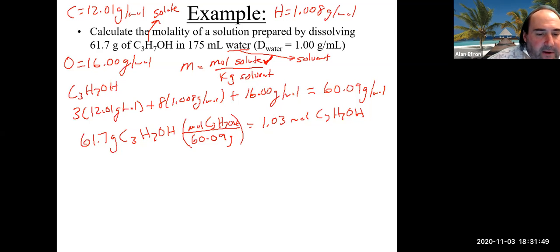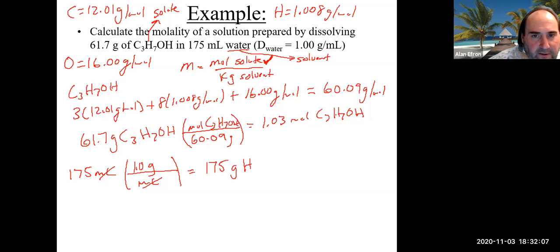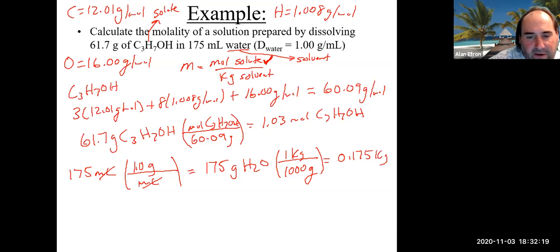So we have the bottom part in terms of our solvent in milliliters. So we need to get that to kilograms. So that is why the density is given to us. So the density of water there is 1 gram per milliliter. That means that we have 175 grams of water, which is our solvent. And if we convert that into kilograms, 1 kilogram is 1,000 grams. That's going to give us 0.175 kilograms of our water, which is our solvent.